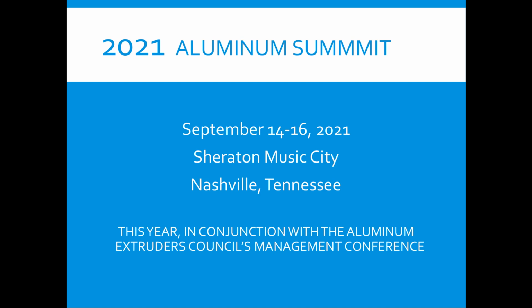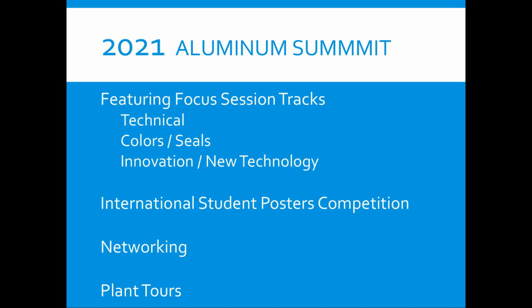So if you want to get to know more about the AAC, this would be the time to do that. During the conference, we will have 4 focus tracks that'll include technical, colors, seals, innovation, and new technology. We'll also have our international student poster competition, where students from around the world put together a poster advertising the work they're doing in anodizing. These young students bring forward a tremendous insight into the development of the next generation of anodizing products and processes. And what most members really appreciate are the number of networking opportunities they'll have. And COVID allowing, we will have a plant tour.